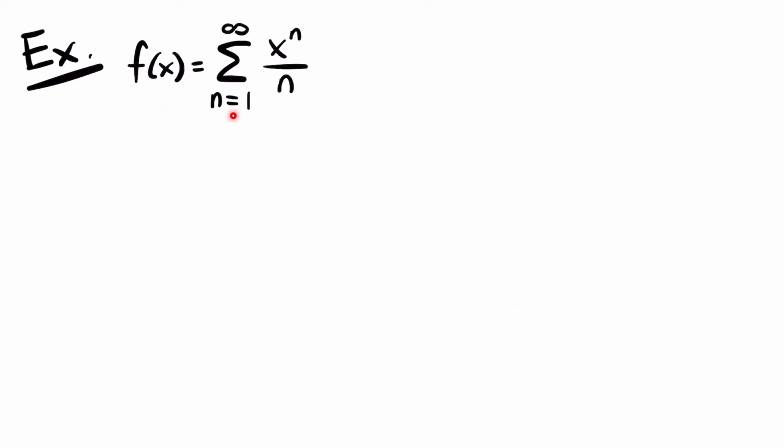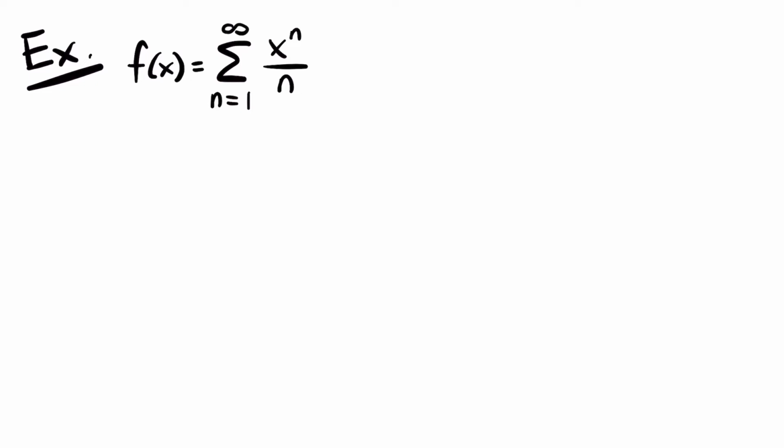All right, so here's the power series we're going to work with. We have that f of x, our function, is equal to the sum from n equals 1 to infinity of x to the power of n divided by n. And we want to find the derivative and integral of this power series and then determine the radius and interval of convergence for those three different functions. All right, and so let's start by just finding the derivative and the integral of this power series.